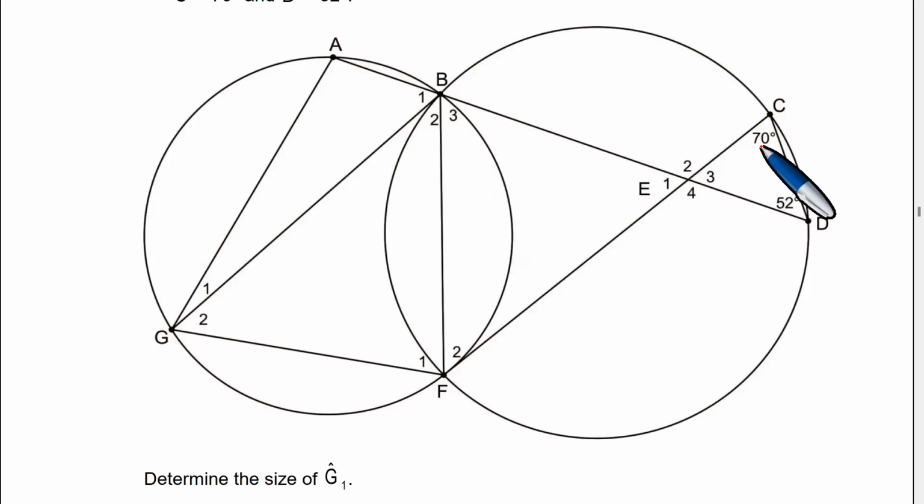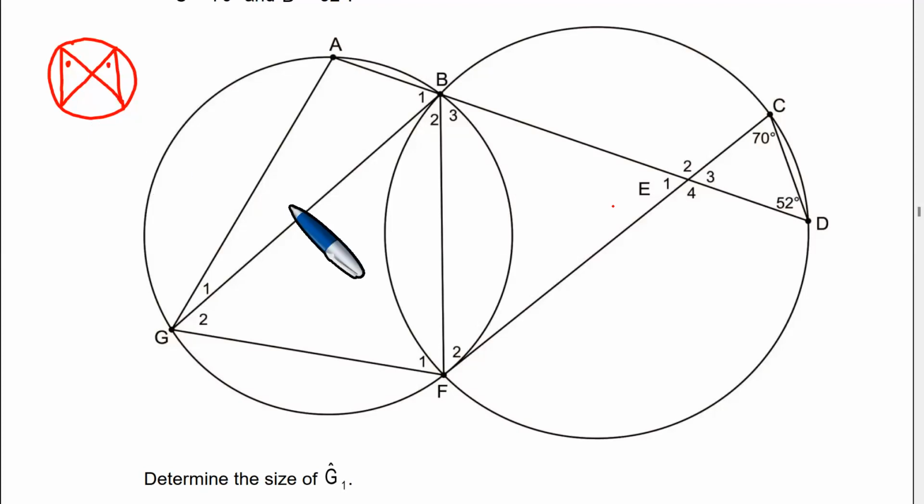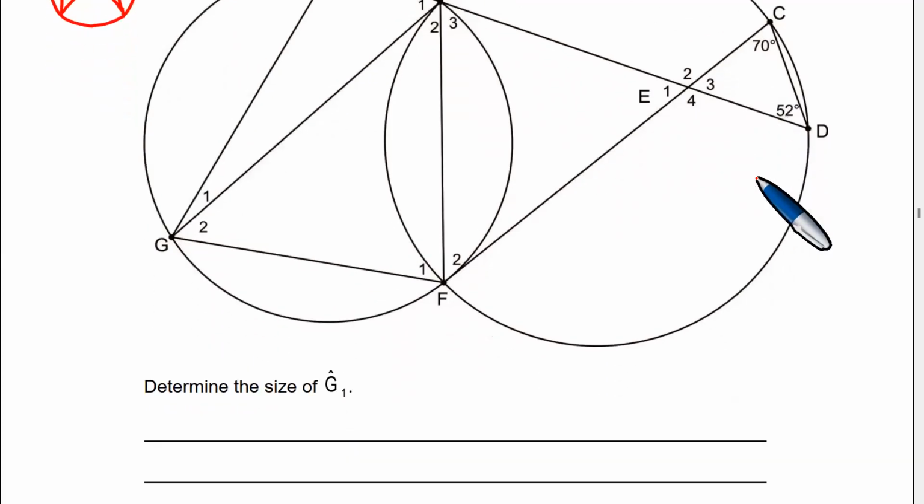Why is B3 equal to this angle here? Because we know from grade 11 that if we have this thing here, this angle equals this. Sometimes we call this the butterfly. So we have that B3 is equal to 70 degrees.